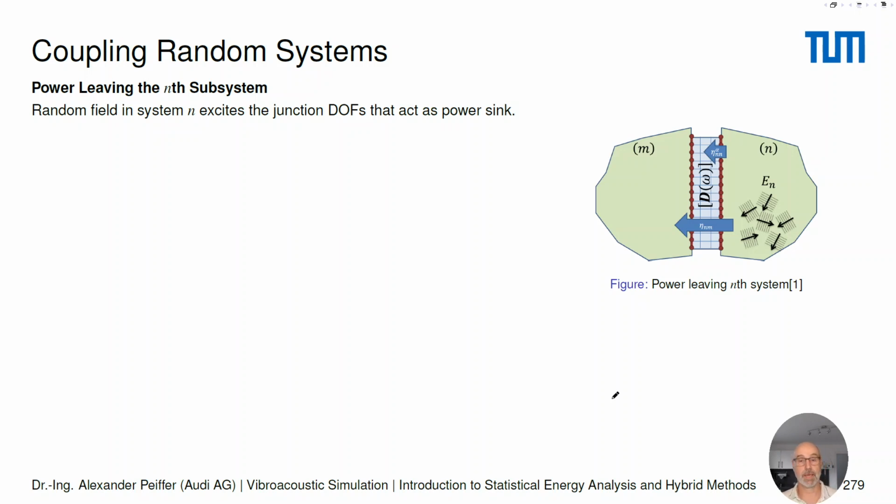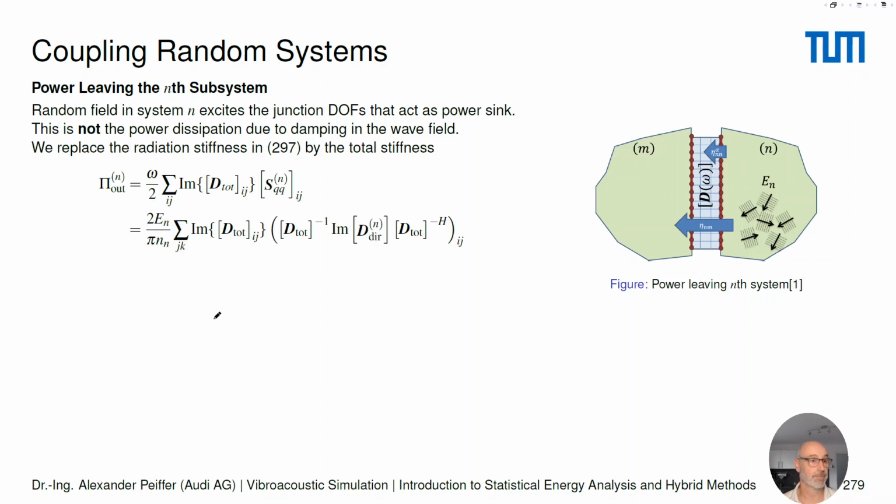Now let's have a look at the energy that leaves the nth subsystem. So we have some reverberant field with energy En, and this is exciting our connected structure. This is again not the dissipation due to damping or whatever. So this is the dissipation or loss of energy that just comes from the connection to this system number N.